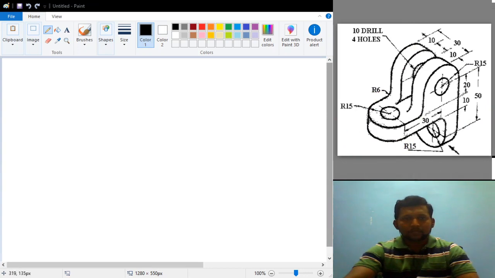Now I am going to start the front view. I will start from the bottom. First I am going to draw something like this, which is nothing but the 10 mm at the bottom. And what is the total height from here? You can see that this particular radius is 15 mm, so from here to here it is exactly equal to 15 mm. So let me draw that: that is 10 and that is 15.